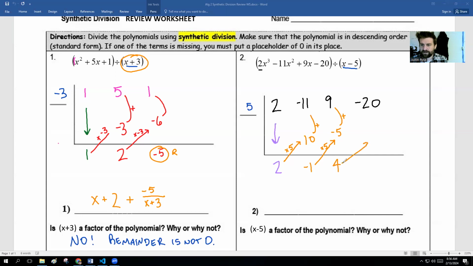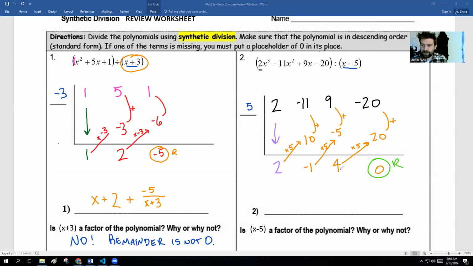All right, and then we're going to multiply that by 5. 4 times 5 is 20. We add that together, that'd be 0. Remember that number at the end is our remainder. There we go. So we're going to write this out.